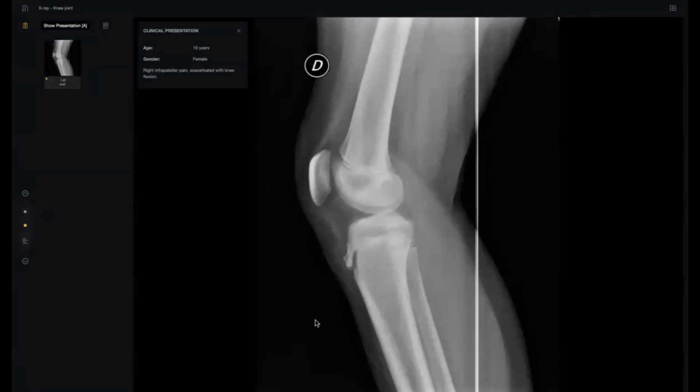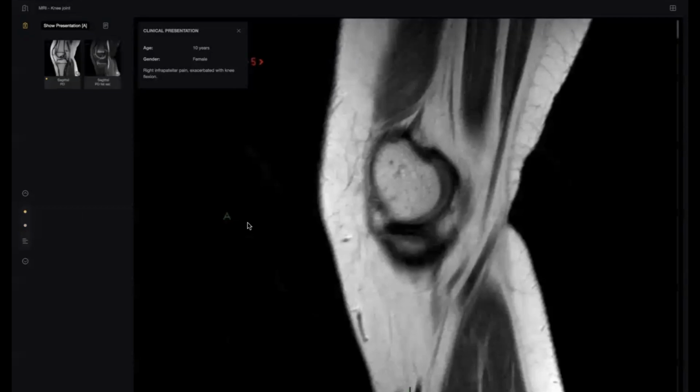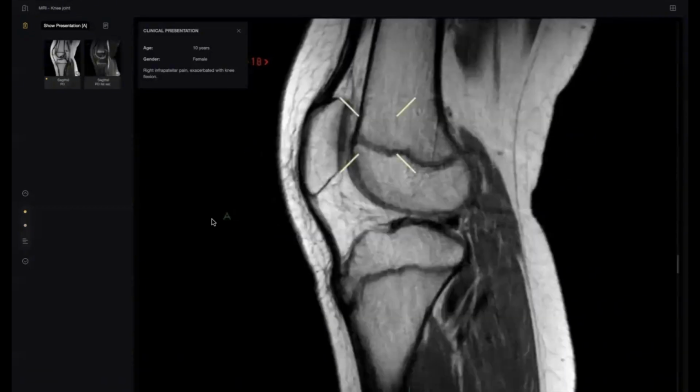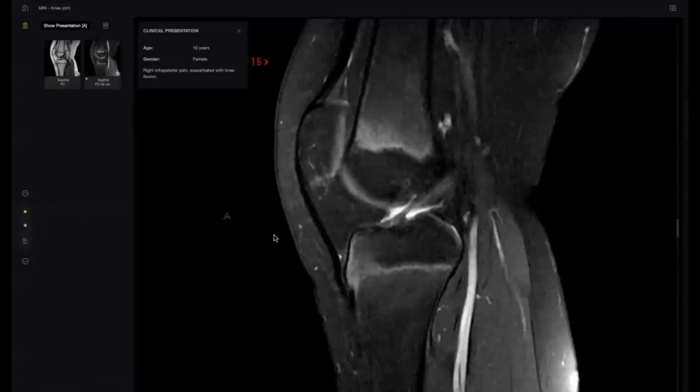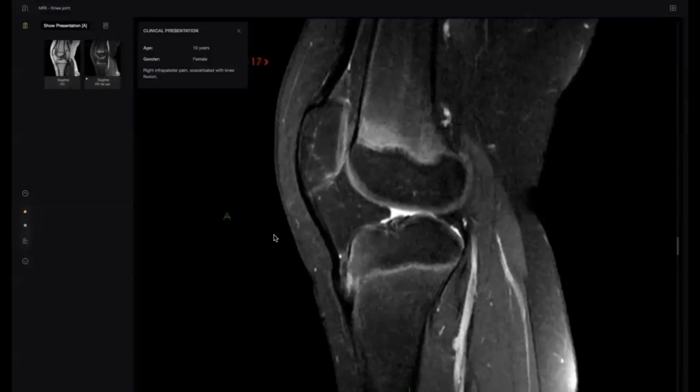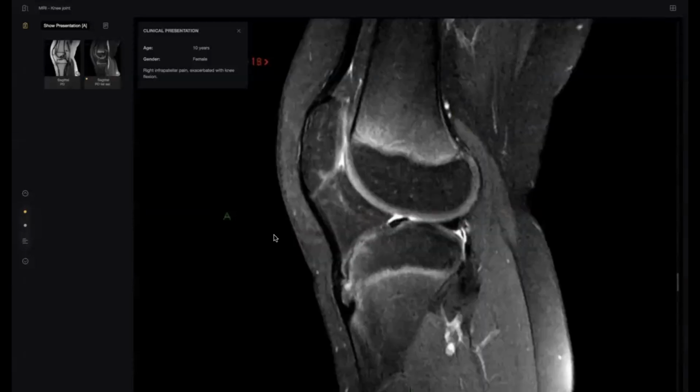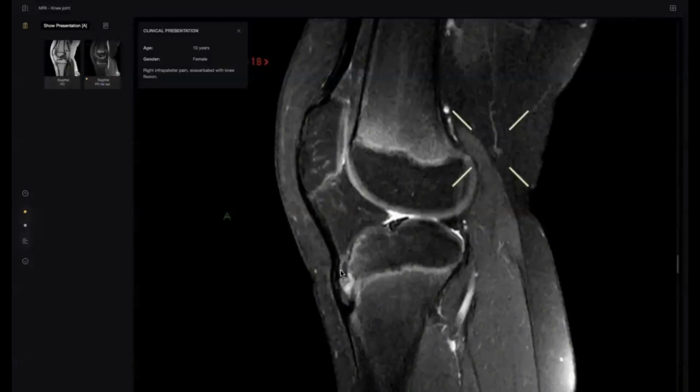So, what are you thinking about? It's Osgood-Schlatter disease. Look here, see this signal. There is abnormal hyperintense signal noted within the tibial tuberosity in a 10-year-old male patient. You should think about Osgood-Schlatter syndrome.